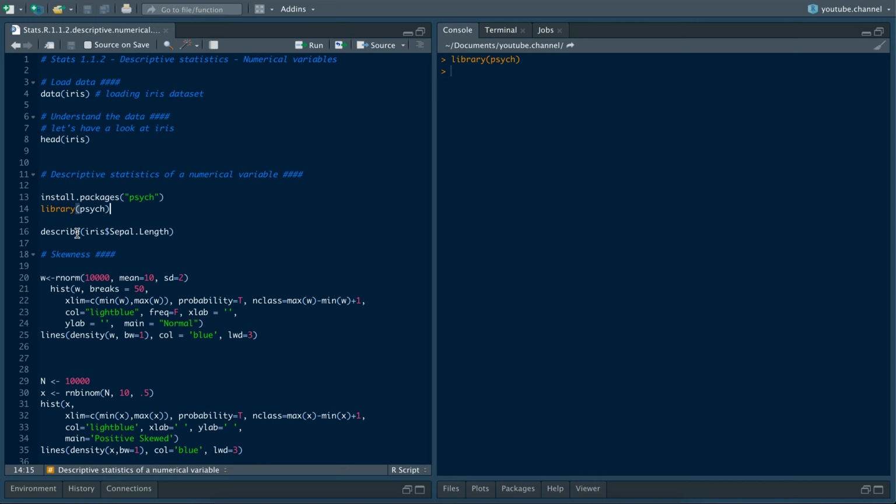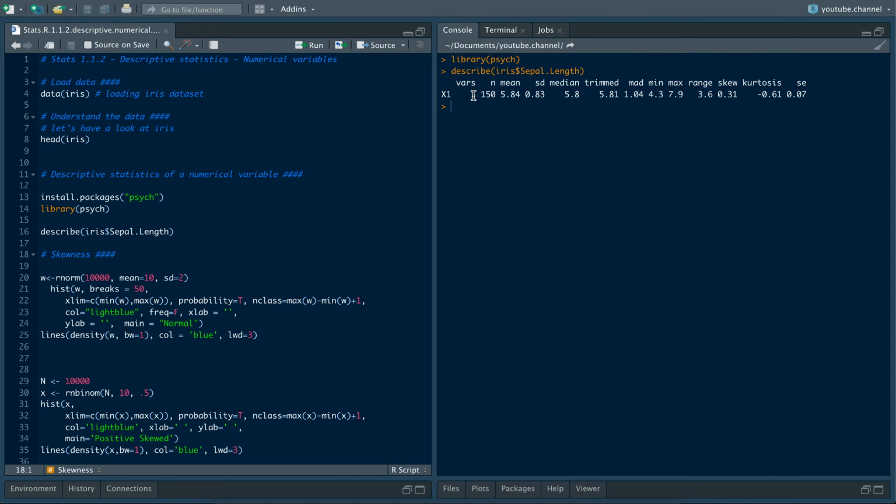So this package has this command, which is very useful. It's called describe. Of course, it describes the variable. That's as simple as it is. So if we take our iris$Sepal.Length, so we are going to describe the variable called sepal length inside the dataset called iris, we obtain a large number of information. We've gone through previously how to calculate mean, standard deviation, and so on. Here we have much more information.